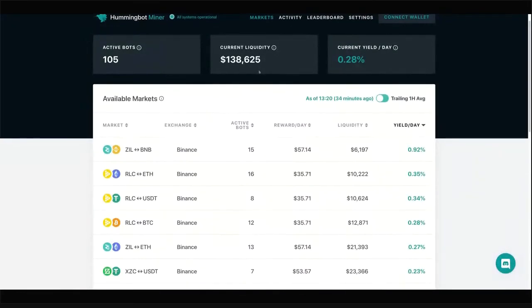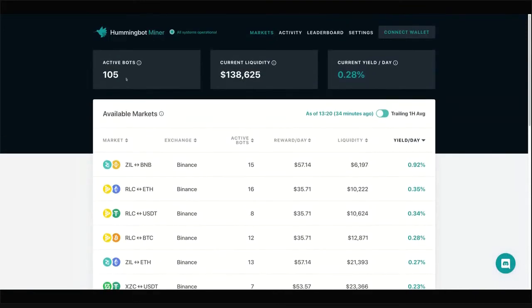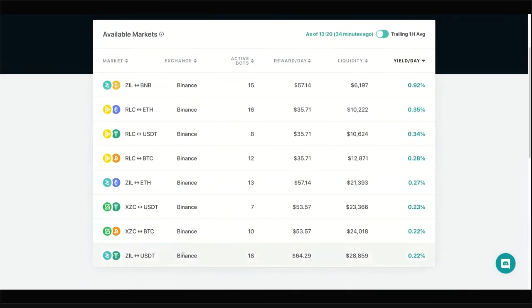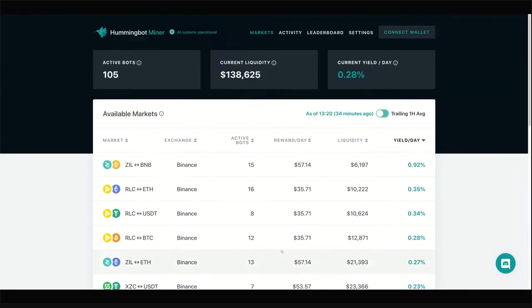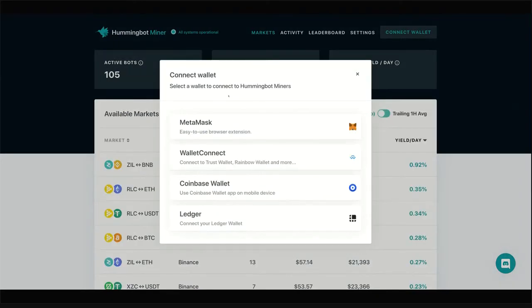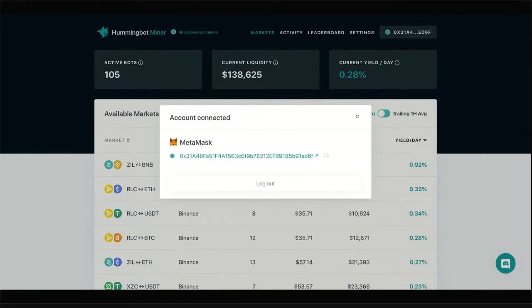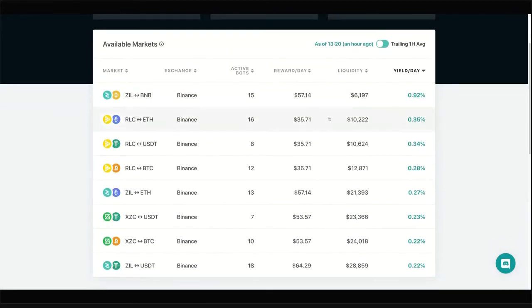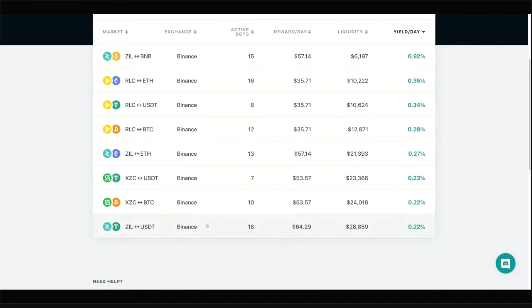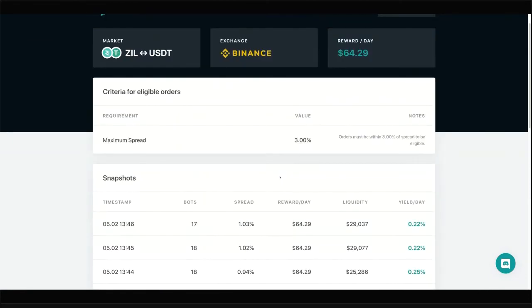Okay, so currently, this is what the interface looks like. Currently there are 105 active bots providing about $140,000 of liquidity, and I have a bot running in this market here. We use Ethereum as the authentication as well as a payment rail. So I'm going to sign in with my MetaMask wallet, and then I can click on this market here to see what it's like right now.